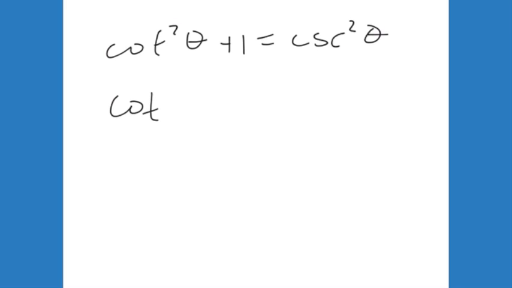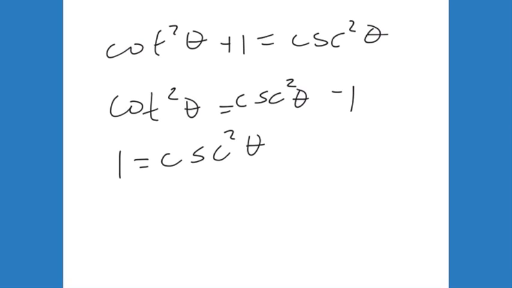The identity of cotangent squared theta plus 1 is equal to cosecant squared theta is also equivalent to cotangent squared theta is equal to cosecant squared theta minus 1, and 1 is equal to cosecant squared theta minus cotangent squared theta.